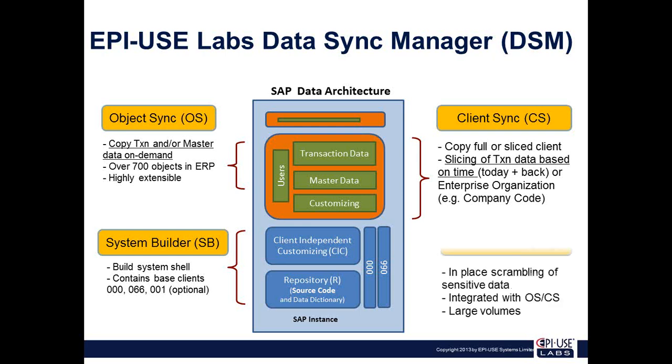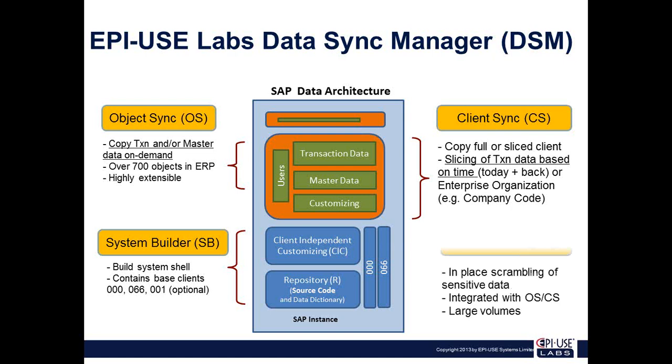And that's Object Sync. And then finally, we have Data Secure. And Data Secure allows you to do in-place scrambling of sensitive data. And what that means is that we can take a client that exists and specify what you want to scramble, and it could be any table, any field, and you can clear that field, you can assign a particular value, you can look it up on a table, you can generate a random value for it. It's also integrated with Object Sync and Client Sync.